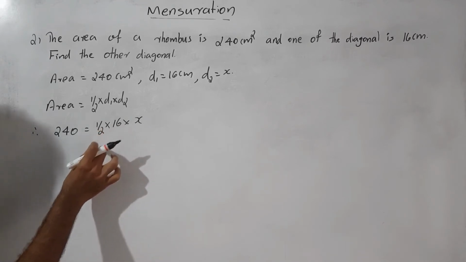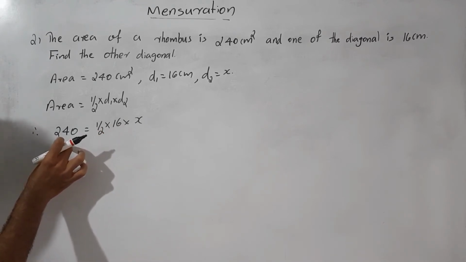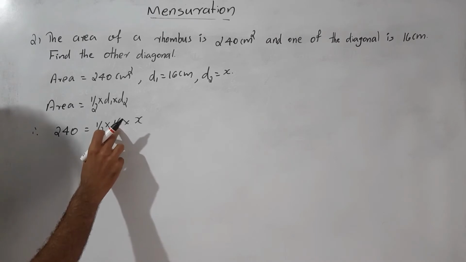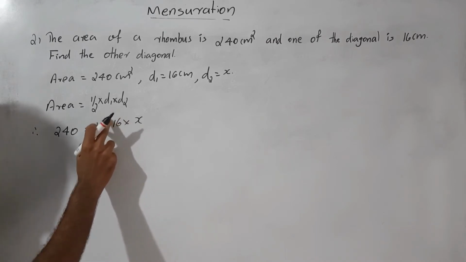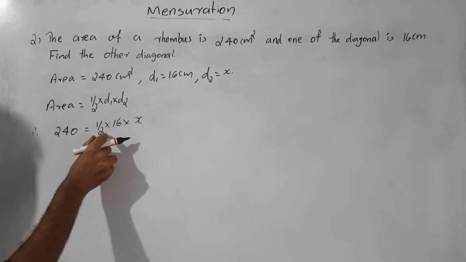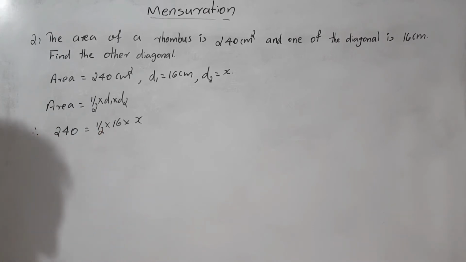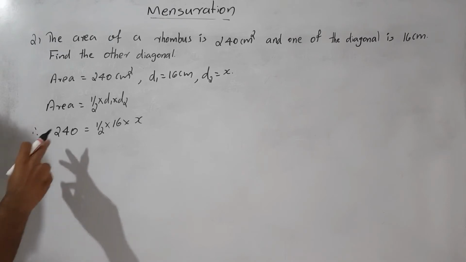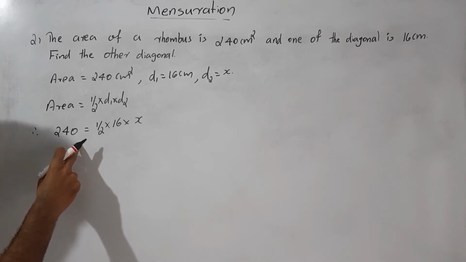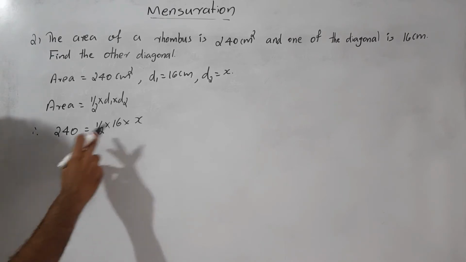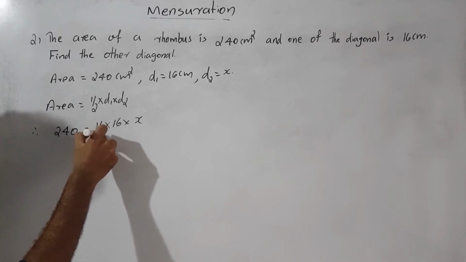We transpose 2 to the side of LHS. Okay, we can reduce 2 with 16 here. If there is a number that cannot be reduced, what do we do? As we did earlier, we transpose 2 to the other side. Then when we transpose 2, what do we get? 240 into 2. Okay, clear? So here it is possible, so we need not worry about that.